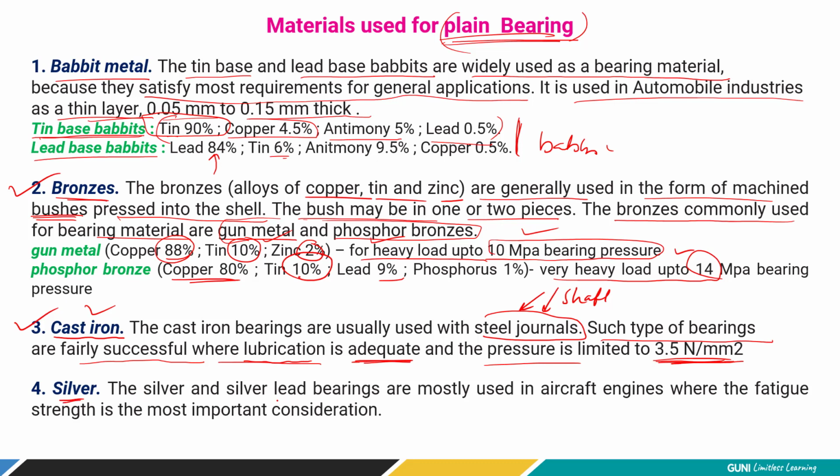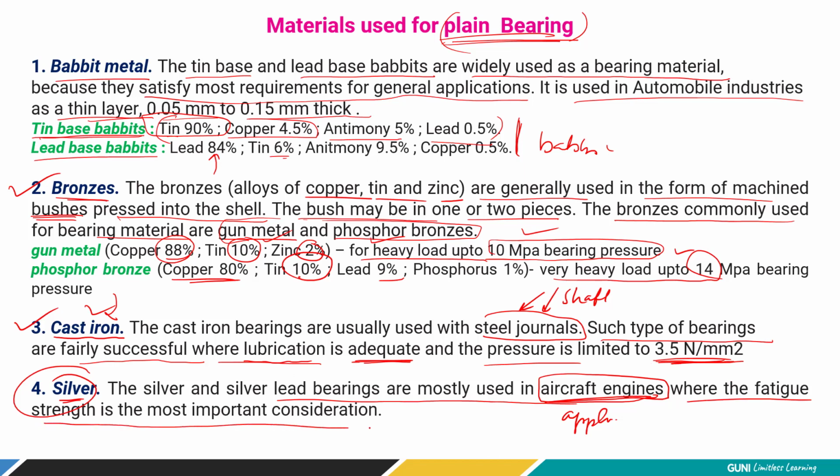The silver and the silver lead bearings are mostly used in aircraft engines. Now see, these are again applications. You cannot replace the silver material or cast iron with each other, right? It's a specific requirement of the engine where the fatigue strength is the most important consideration. So cast iron is very poor in fatigue, right? So it cannot be used in aircraft engines, but the silver is very good, having a very good strength in fatigue. So it offers good fatigue strength. So that's why it is mentioned over here.